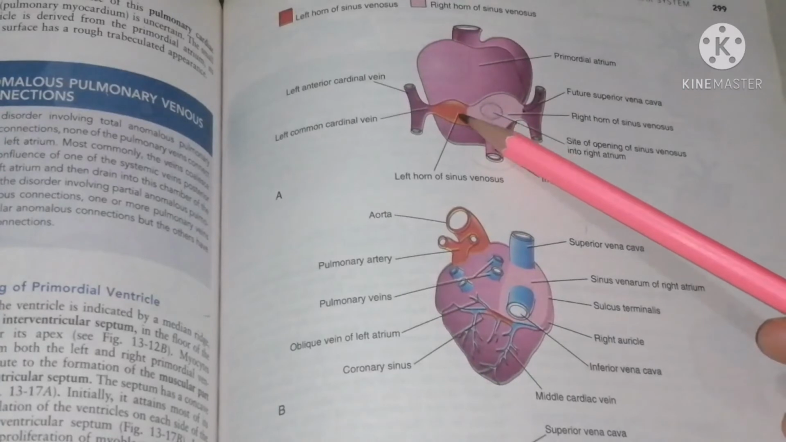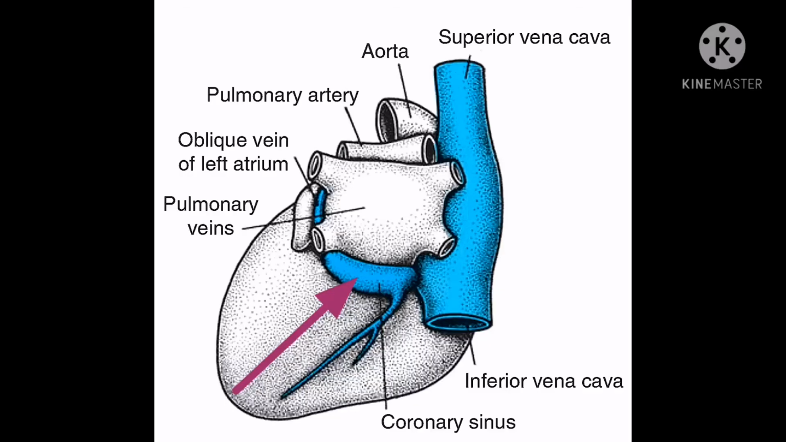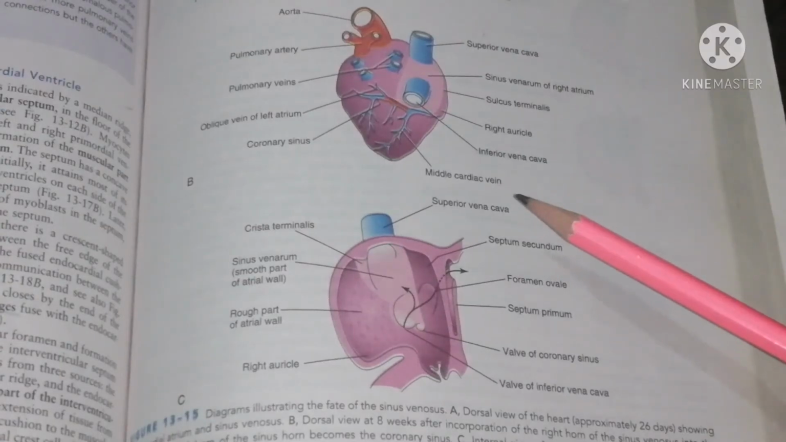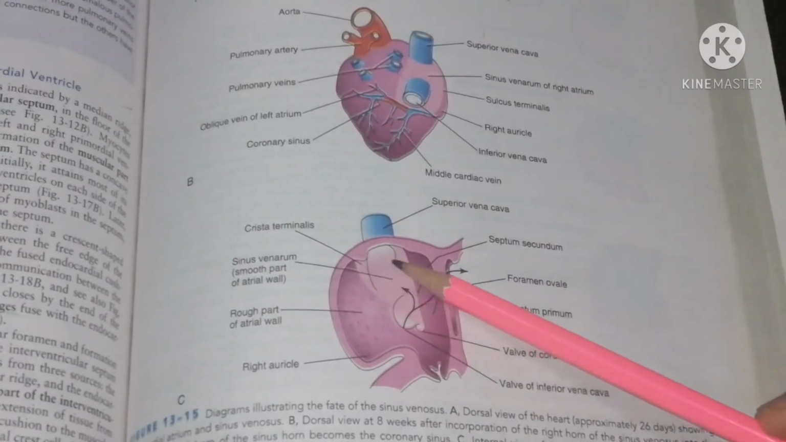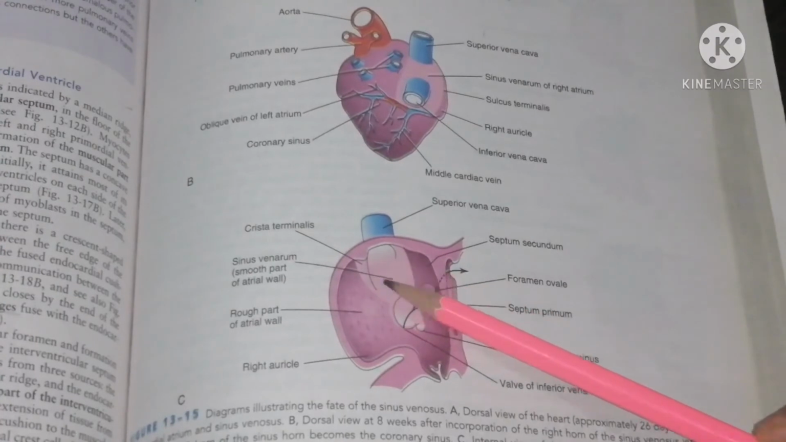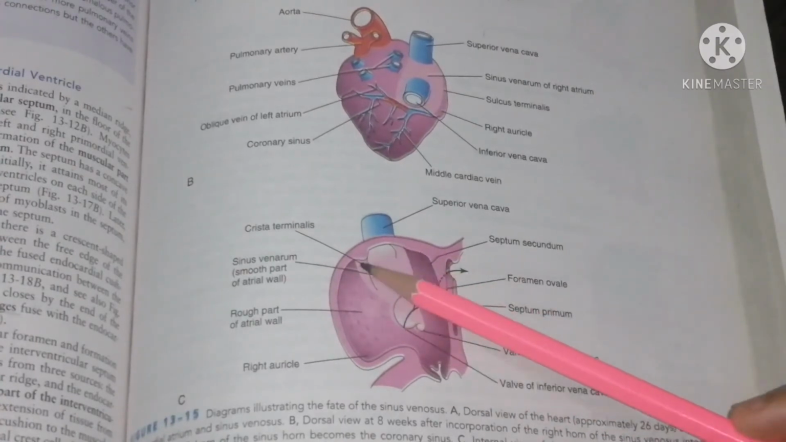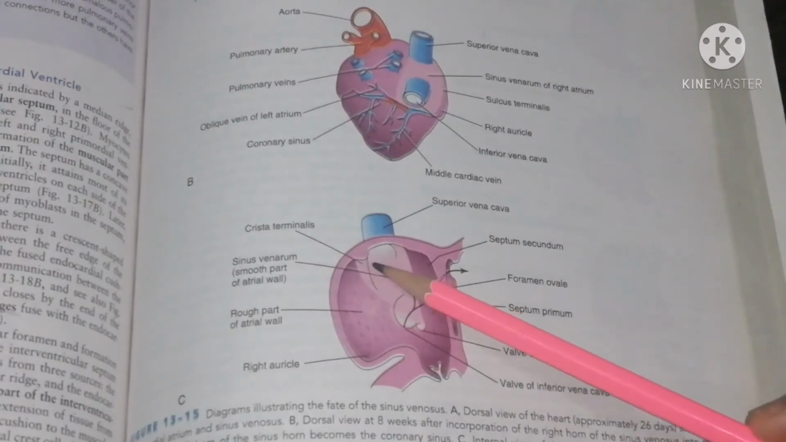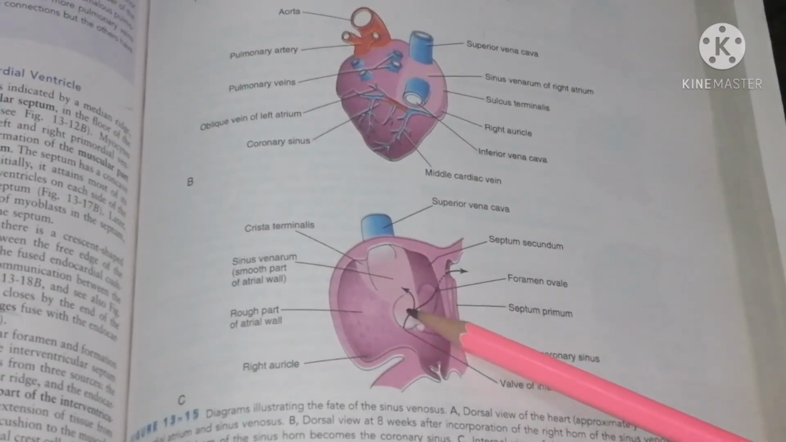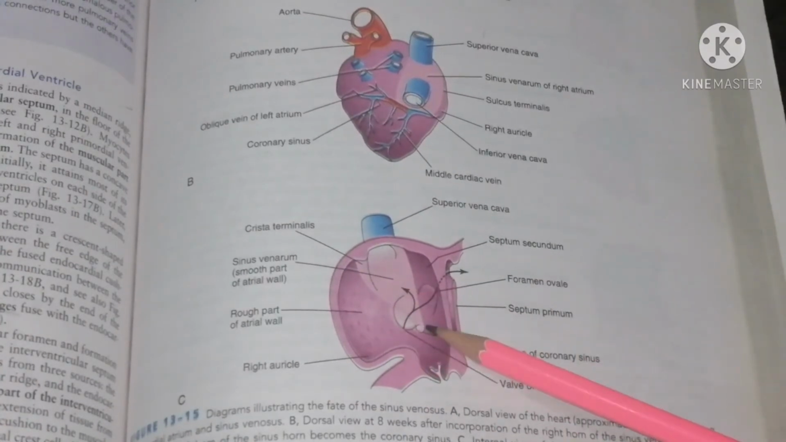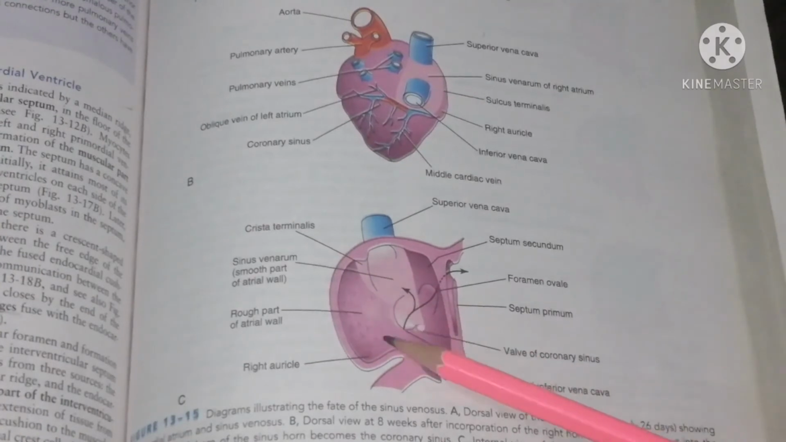The left horn becomes smaller and smaller, and eventually it becomes the coronary sinus. The right horn becomes incorporated into the wall of the right atrium, and it forms the smooth posterior part of the wall. On the inside of the right atrium, you have a smooth part and also a rough part. The smooth part is formed by the sinus venosus, and it's incorporated into the wall of the right atrium as the sinus venarum. And the remainder of the internal surface is formed by the primordial atrium itself.